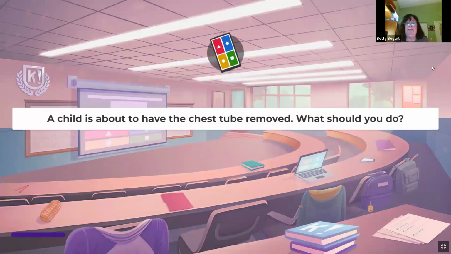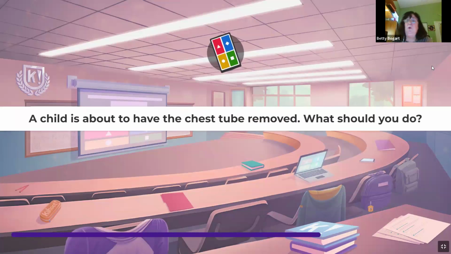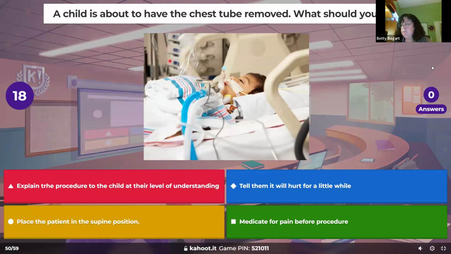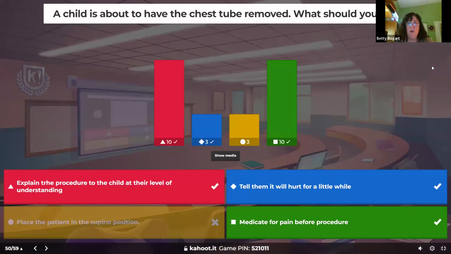A child's about to have chest tubes removed. What should you do? So you're going to explain it to them so that they understand it, medicate them, tell them it's going to hurt, but they're going to be sitting up semi-Fowler's. You're not going to have them just laying down flat. That burns and hurts more.